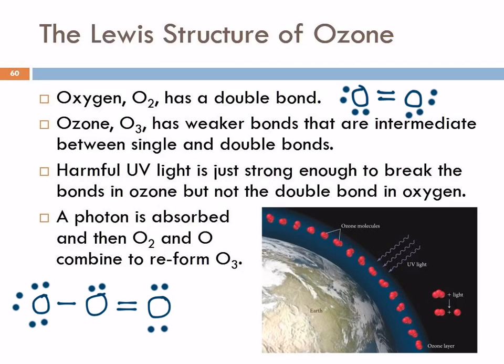So these free oxygen atoms do not have an octet of electrons. They're not stable. And so they're going to find each other and find the oxygen, and they're going to combine and reform the ozone. And so this ozone acts as a filter for us to get rid of some of the ultraviolet radiation that comes in.